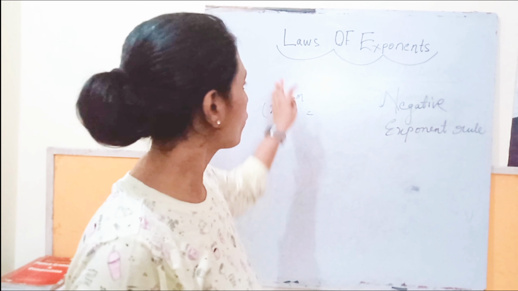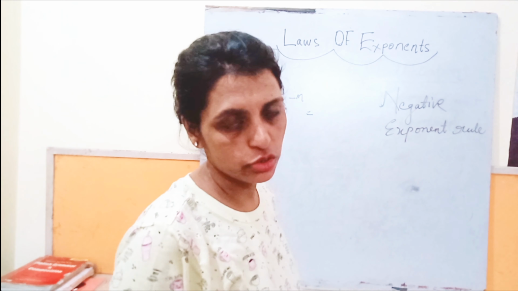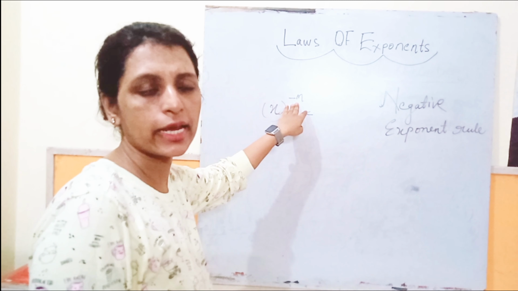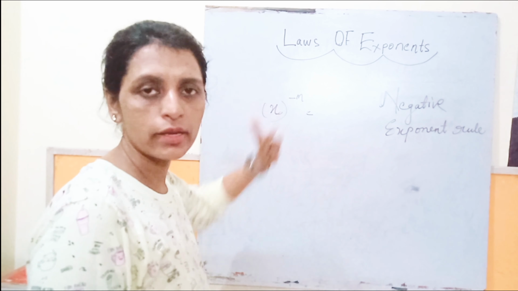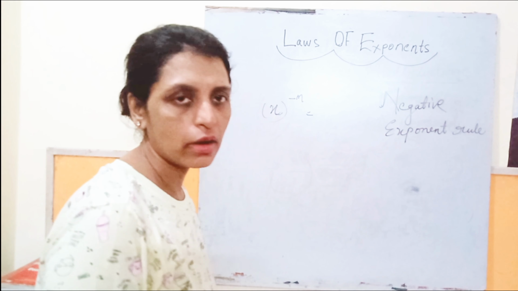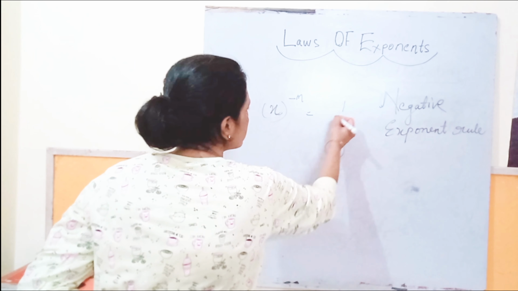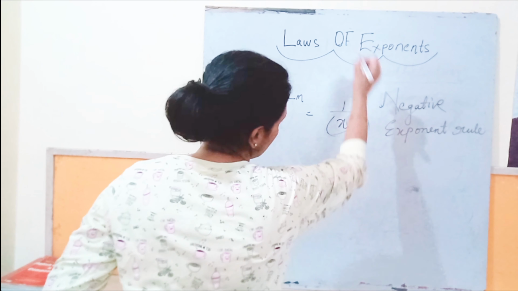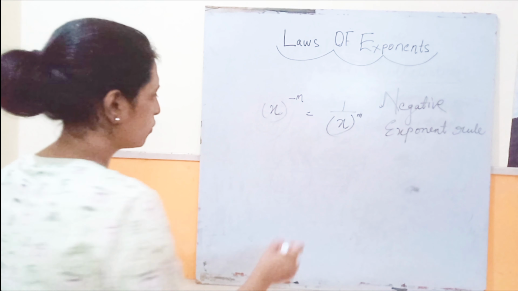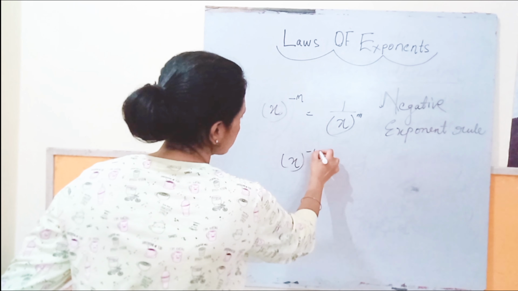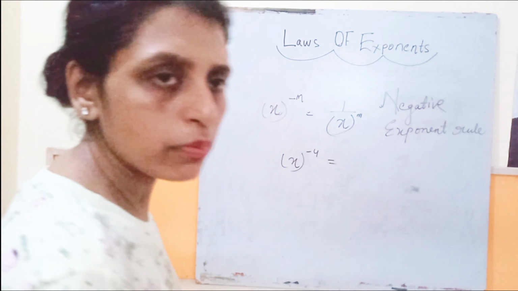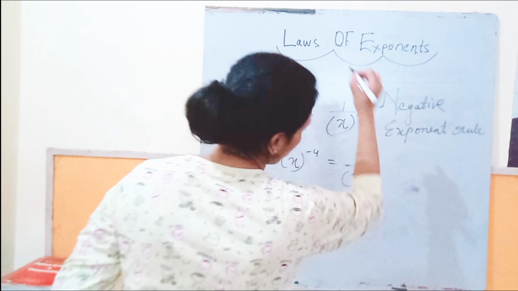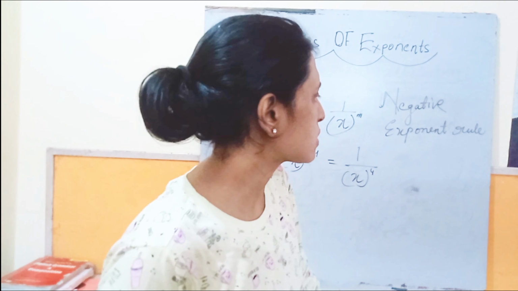Now the next law of exponent is the negative exponent rule. Okay. When we have got a base but the power is negative. So in order to make the power positive, we can write its reciprocal. So the reciprocal of x will be 1 by x and the power will become positive. For example, x to the power minus 4, and we have to make it a positive power, then you can write 1 upon x to the power 4. So this is your negative exponent rule.